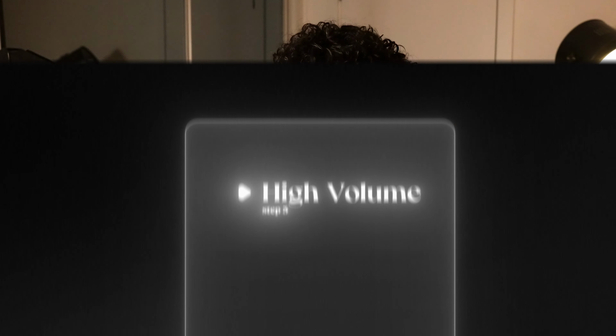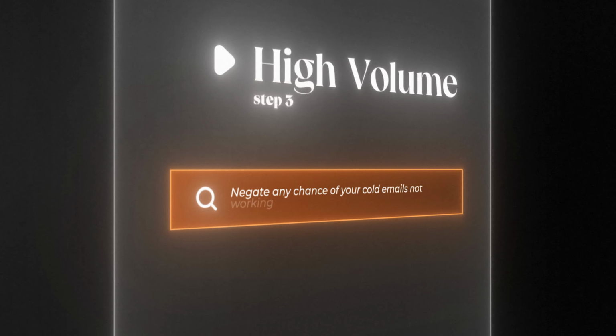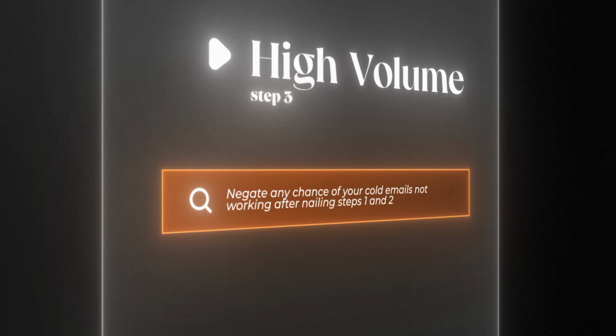So once you've made your cold emails interrupt patterns, and actually resonate with the businesses that you're targeting, you'll want to utilize technique number 3 in the Prospect Prism method, which is high volume. Now this basically just removes any chances of your cold emails not working after you nail step 1 and 2.